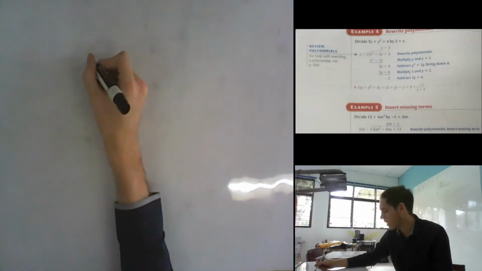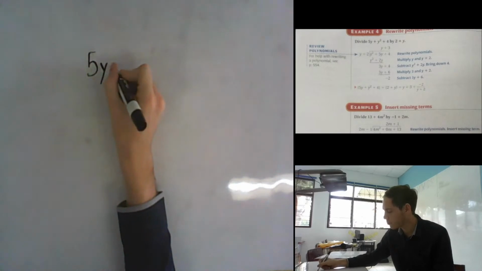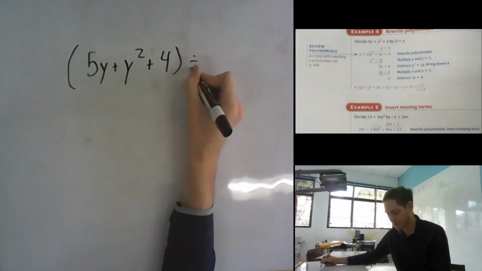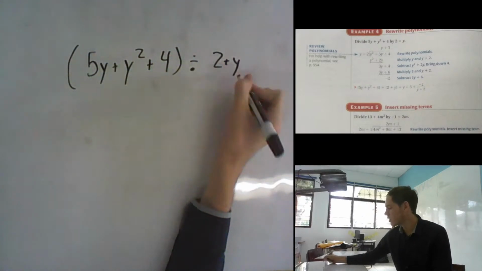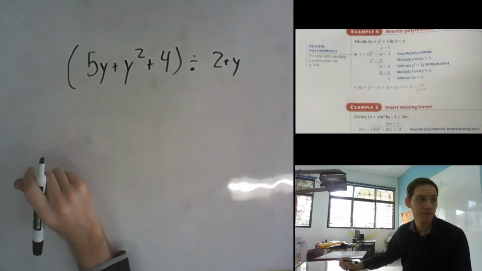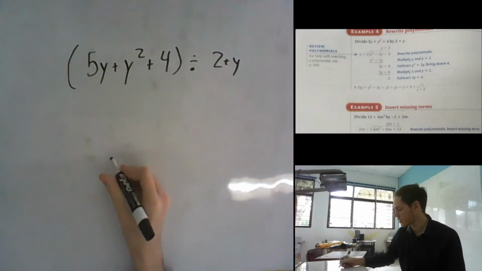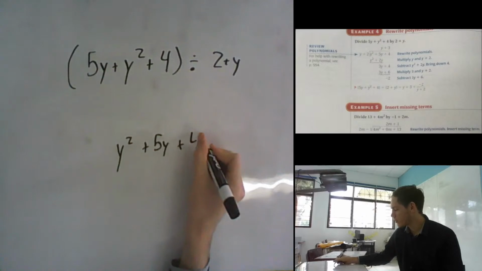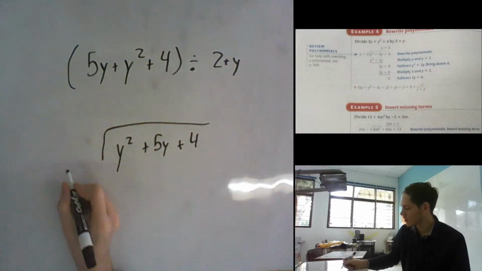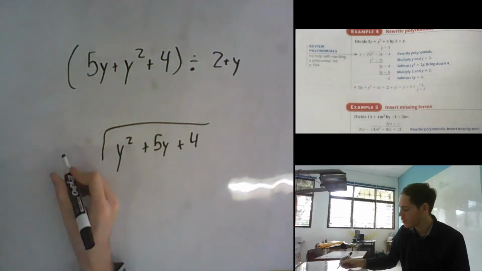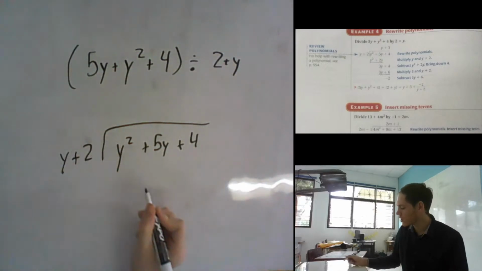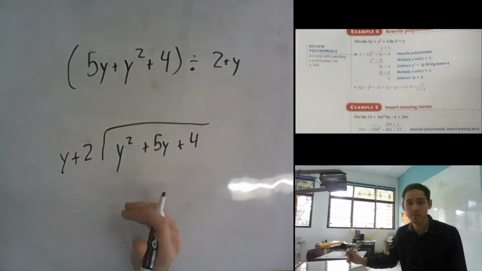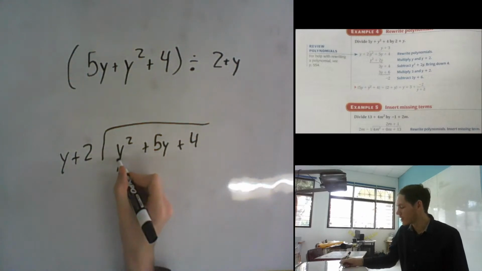Now we have 5y plus y squared plus 4 divided by 2 plus y. Now you have to organize everything in proper order. So first we organize this. So we get y squared plus 5y plus 4. And then the 2 plus y we need to reorder, so it's y plus 2. Okay, now division. Same process we used before. Same exact process.